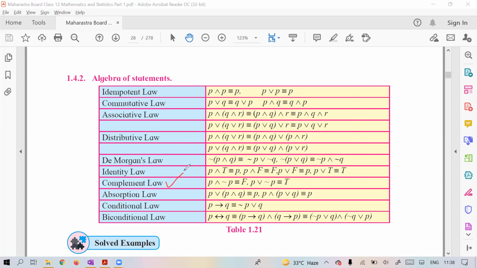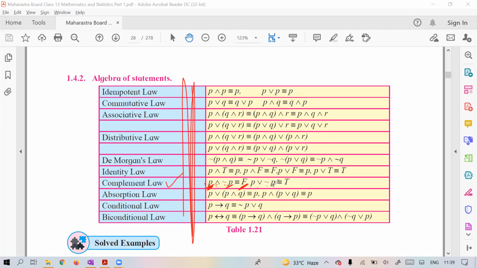Next, complement law. So what is it saying? P and not P. Suppose P is true, then not P will be false. True and false is false. If P is false, then not P is true. So false and true is false. So P and not P is always false. These are formulas. You may be familiar with them, or they may be new. They are just written as a summary.